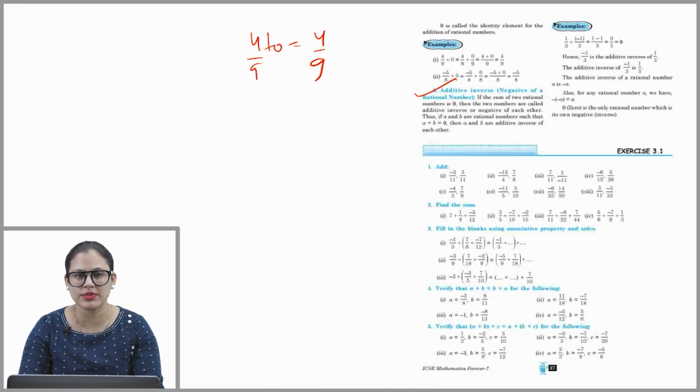Number 5, additive inverse, that is, negative of a rational number. If the sum of two rational numbers is 0, then the two numbers are called additive inverse or negative of each other, such that if a and b are rational numbers such that a plus b is equal to 0, then a and b are additive inverses of each other.